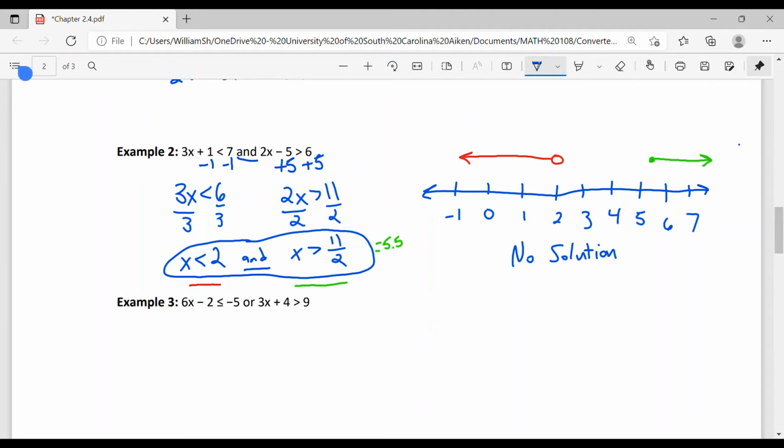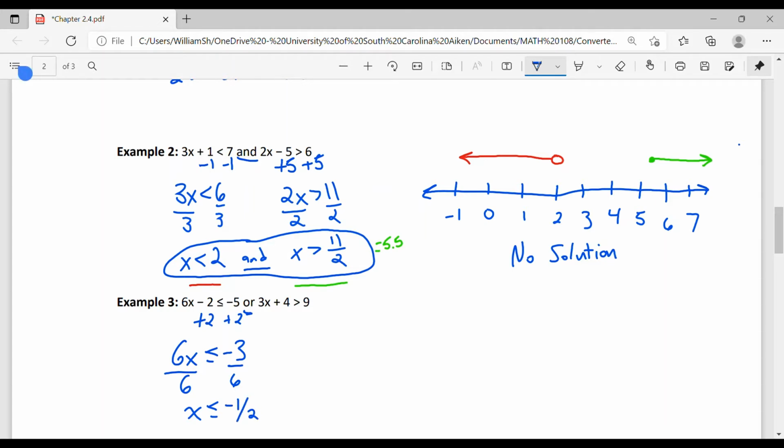Okay, a little different. Now, this next one, example 3, is an or statement. Or statements are a little different, and I'll show you how that works. Let's solve them first to start with. I'm going to add 2 here, and it's going to give me that 6x is less than or equal to -3. I'm going to divide by 6. And it's going to give me that x is less than or equal to -1/2 if I reduce it.